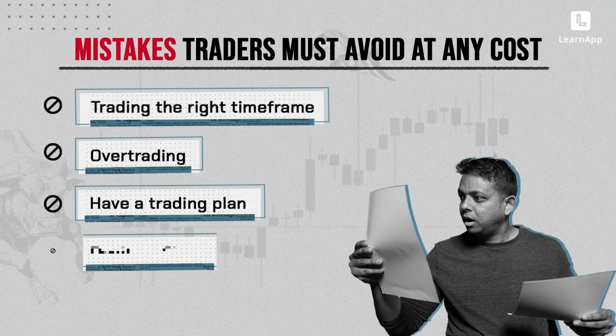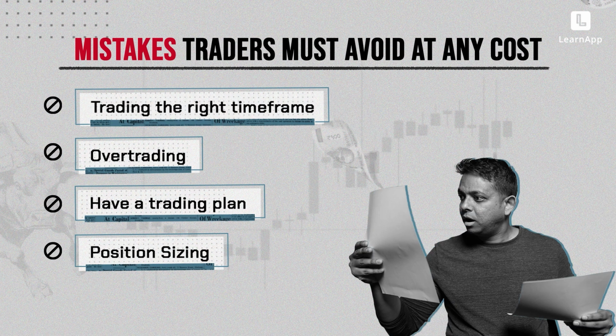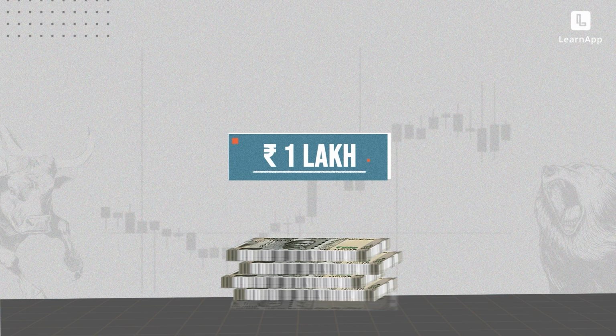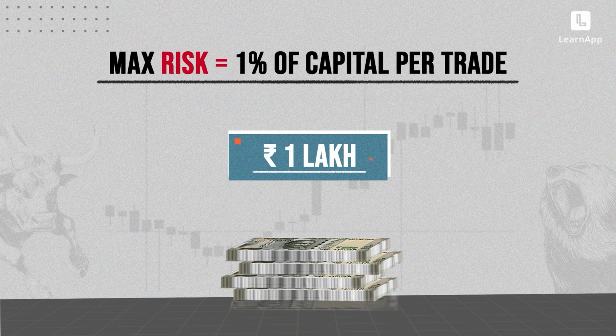Number 4 is position sizing. Now, what does this mean? Basically, this is the holy grail of trading and investing. It tells you how much money you can lose maximum every single trade. So let's imagine your entire capital is 1 lakh rupees. Traditionally, you can't lose more than 1% on a single position.